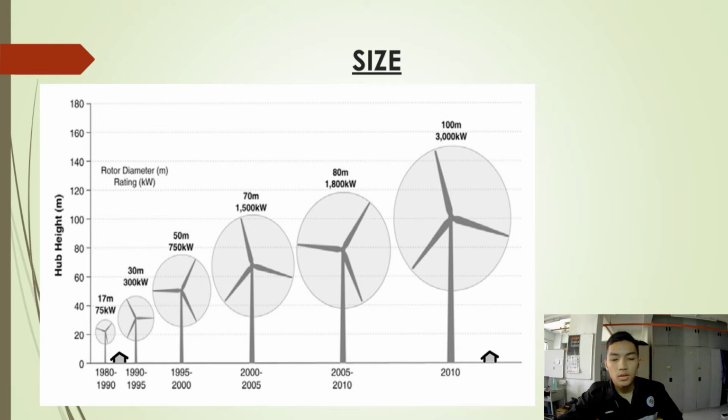There are also different sizes for the wind turbine. From the diagram, we can see the different diameter and power generated, ranging from 70 meter diameter that generates 75 kilowatts to the 100 meter diameter that can generate 3000 kilowatts of electricity.